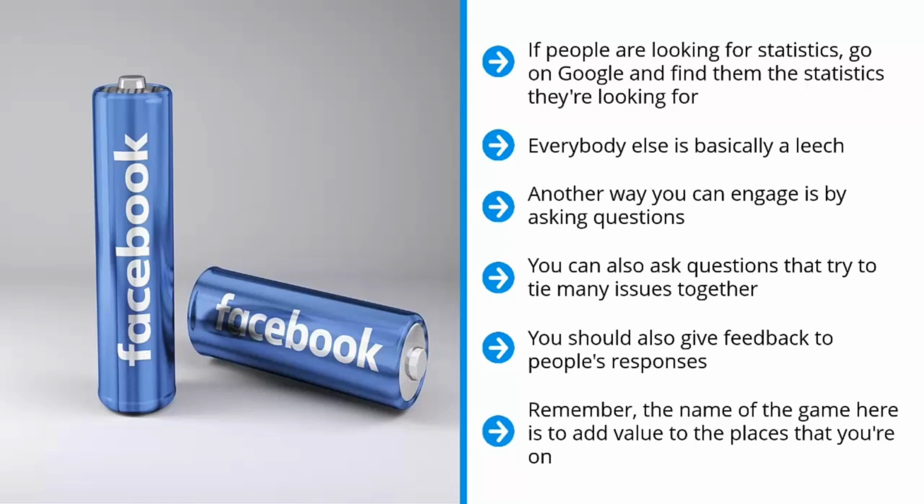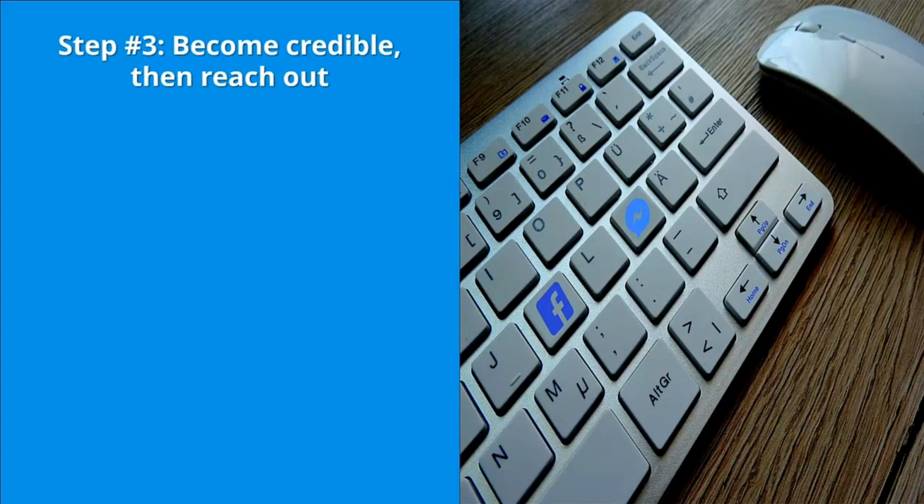This means sharing information and enhancing information through proper questions and feedback. Step number 3, become credible, then reach out. At a certain point, people will start asking for you by name. People will try to reach out to you via Messenger. That's when you know that you have become an asset to these groups. That's when you know that you are on people's radars.